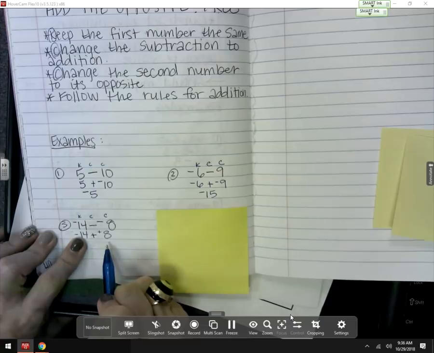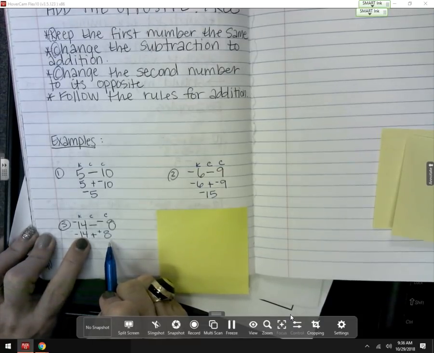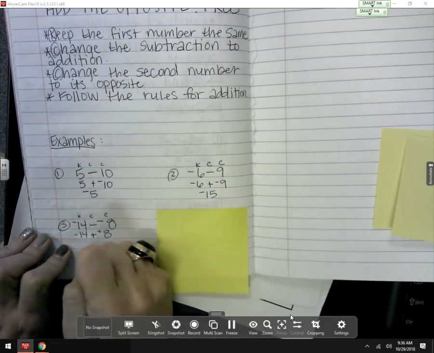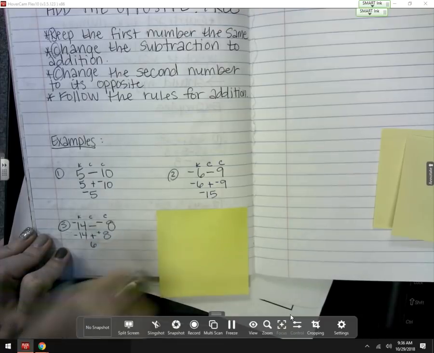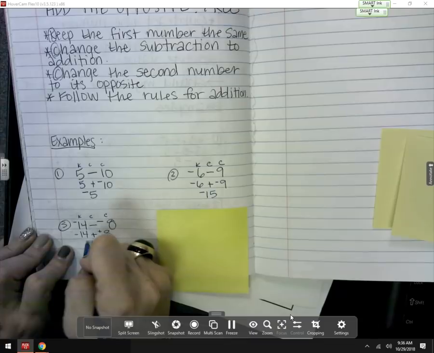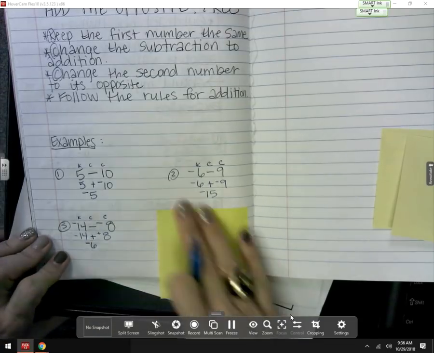Then I'm going to follow my rules for addition. So I have negative 14 plus positive 8. I'm going to subtract them because they have different signs. 14 take away 8 is 6. And since my 14 has the greater absolute value, that means my answer is going to be negative 6.